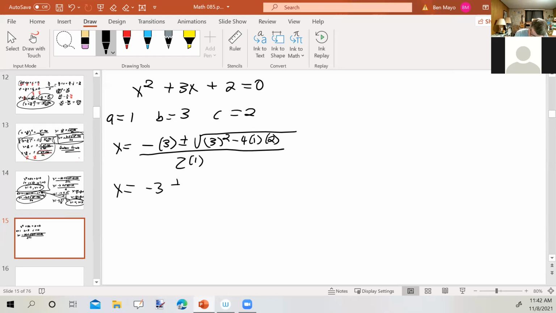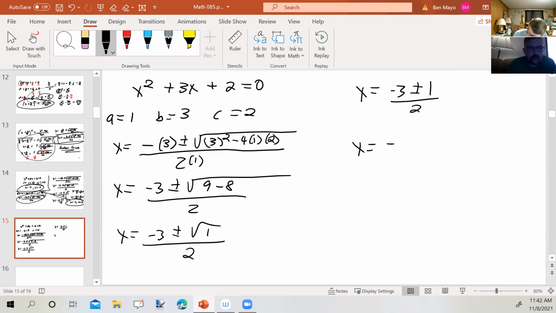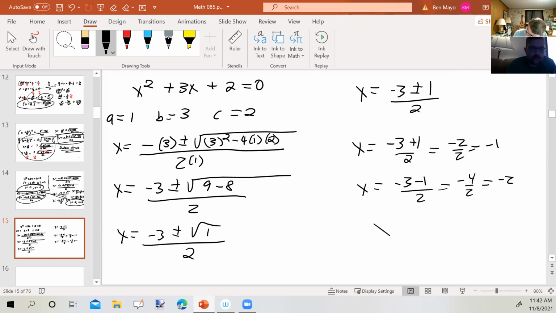Simplifying, x equals negative 3 plus or minus the square root of 9 minus 8, because minus 4 times 1 is minus 4 times 2 is minus 8, all over 2. X equals negative 3 plus or minus the square root of 1, all over 2. X equals negative 3 plus or minus, well, the square root of 1 is 1, all over 2. So x is negative 3 plus 1 over 2, which is negative 2 over 2, or negative 1. X is negative 3 minus 1 over 2, which is negative 4 over 2, which is negative 2. So x equals negative 1, and x equals negative 2.